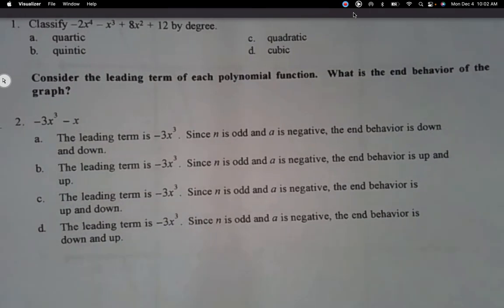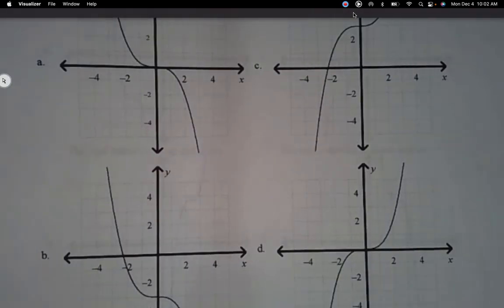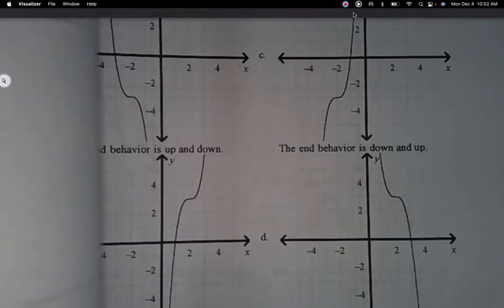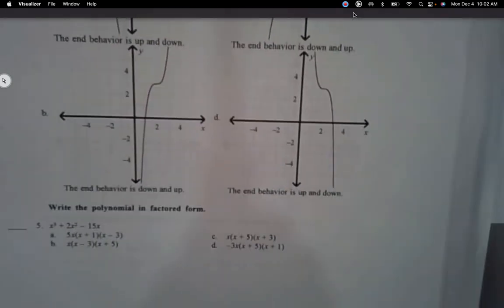I can't remember how many are on there, but we'll see. I'm going to skip going over this one. It's not on there. But this one is.